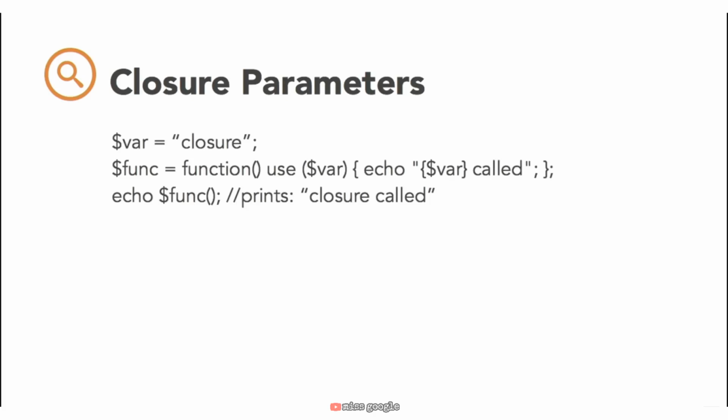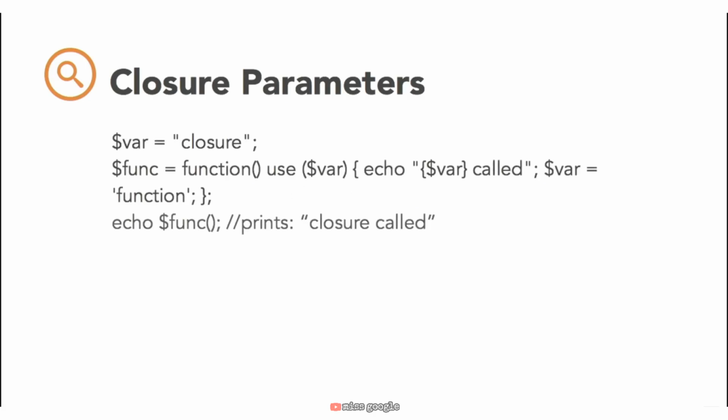Quick note here, the variables passed in via the use is only by value and not by reference. So if your closure modifies the value of the variable being passed in via the use, it's not actually passed back. Let's go through a quick example of this concept. So var is passed by value, and even though our closure modified var to instead be the string function, outside the closure it's still the string closure. We could pass the variable var by reference and then it would be modified. Typically though, this pattern doesn't actually show up very often.